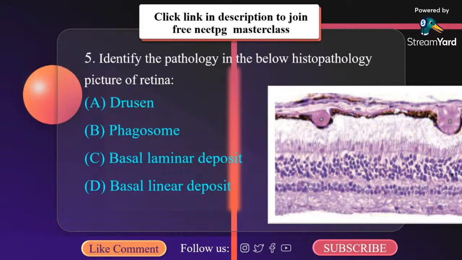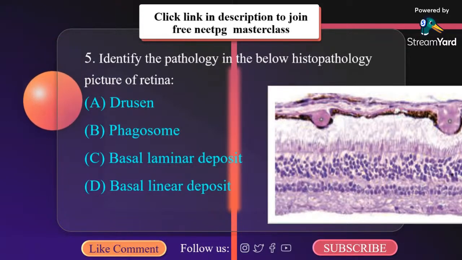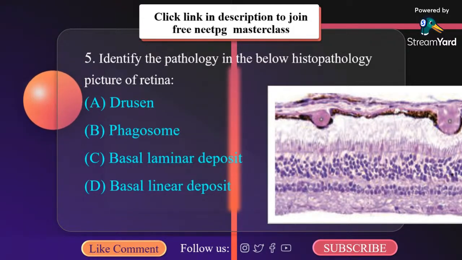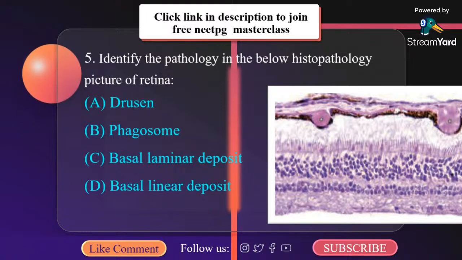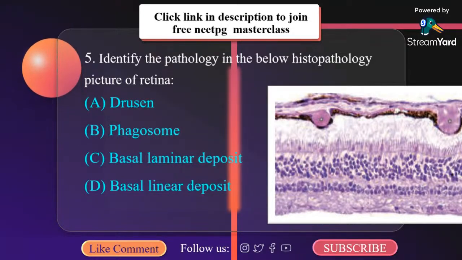Identify the pathology in the figure. Histopathology, picture of retina. It is A. Drusen, B. Phagosome, C. Basal laminar deposit, D. Basal linear deposit. It is drusen. So the marked pathology in the given image is drusen, which is the hallmark of age-related macular degeneration.